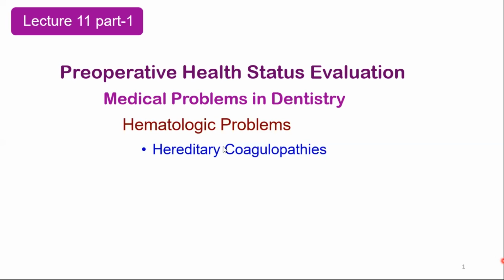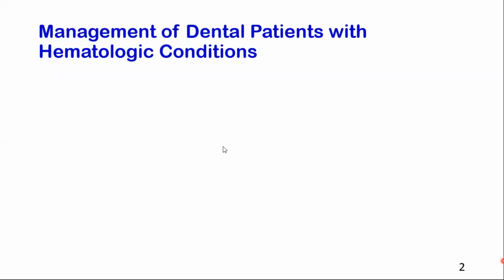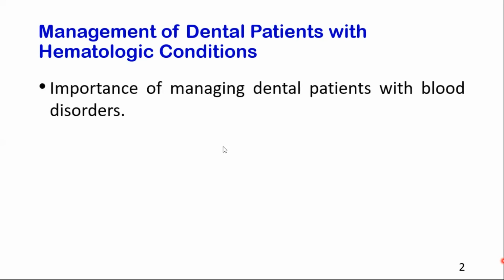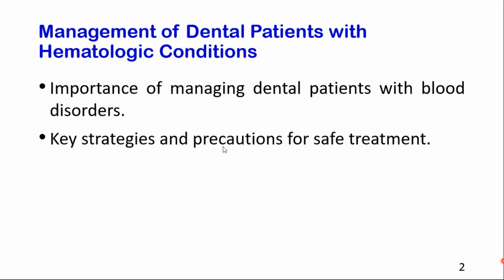In this session, we will cover one of the two types of blood disorders, that is coagulopathy and therapeutic anticoagulation. Therapeutic anticoagulation will be discussed in the next video. We will focus on essential steps and precautions for handling surgical cases involving patients with coagulopathies. Ensuring patient safety and successful surgical outcomes is crucial. We will discuss why understanding these conditions is important and outline the key precautions and treatment necessary for providing safe and effective dental care.